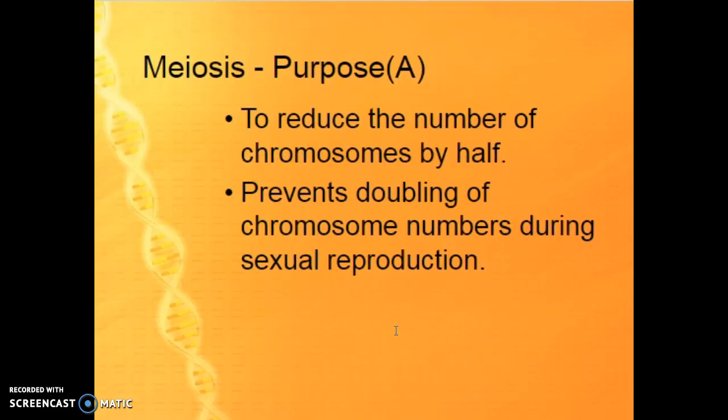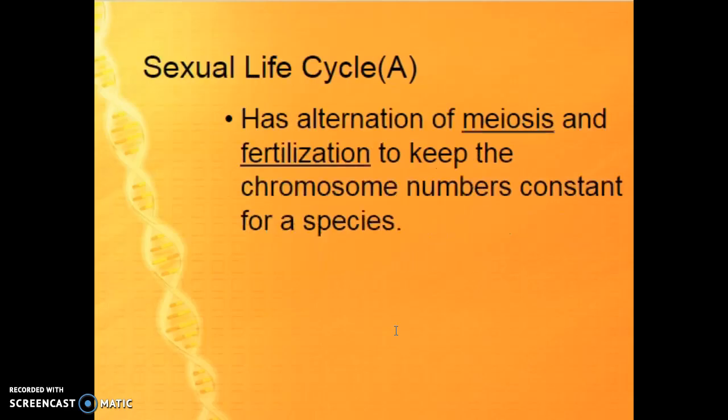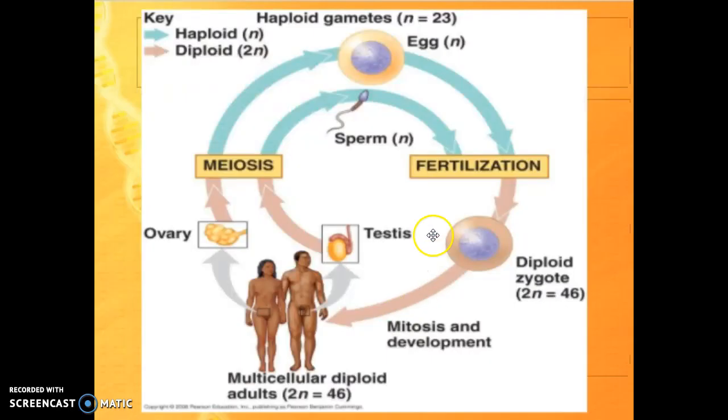The purpose of meiosis is to reduce the chromosome number by half, which in effect prevents the chromosomal doubling each round of reproduction. So a sexual life cycle is going to have alternations of meiosis and fertilization and mitosis to keep chromosome numbers constant. Here's what we're talking about. In a human, we go through meiosis, we create gametes, gametes fertilize, then we do a whole bunch of mitosis, and the next generation continues the sexual life cycle. Goes through meiosis, fertilization, whole bunch of mitosis, then eventually meiosis, and so on and so on.